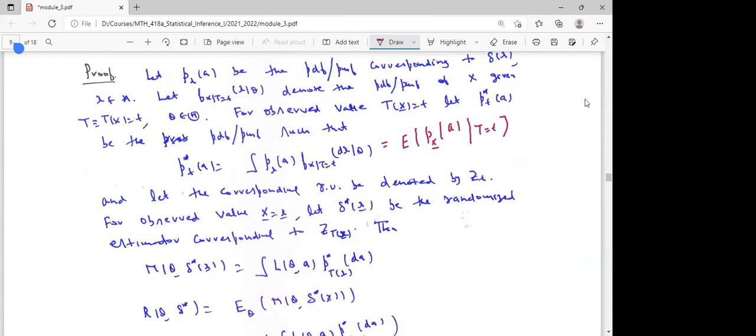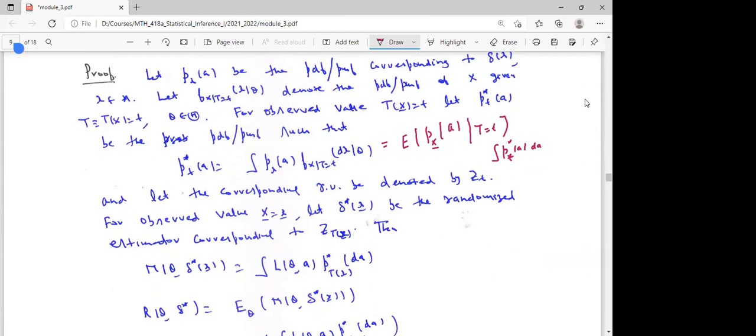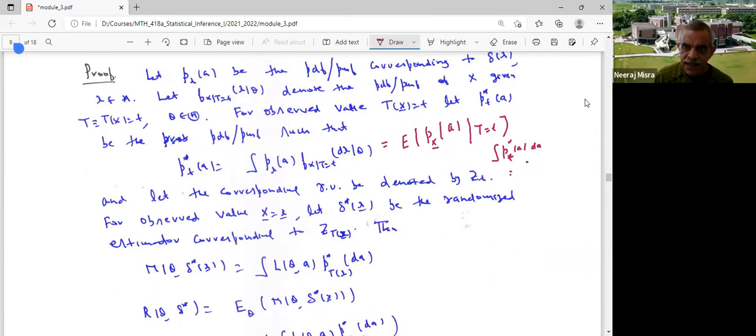So why is that so? If you integrate P T star A, it would be a double integral of P X A and then F X given T is equal to T, dx by theta. Is that okay? Now this is the joint distribution of A and X given T is equal to T, because this expectation gives the joint density of X and A, right? Because this is X given T is equal to T, and this is dx by theta. So this has to be 1, right?